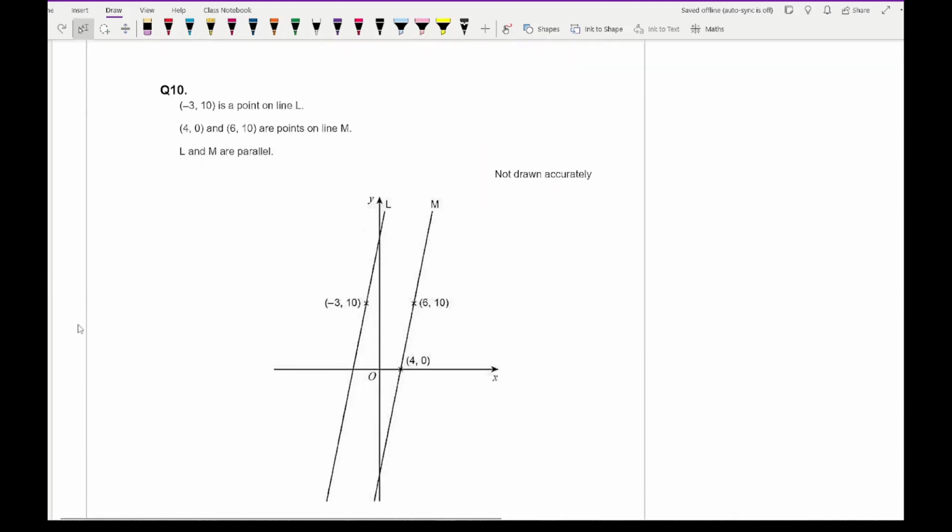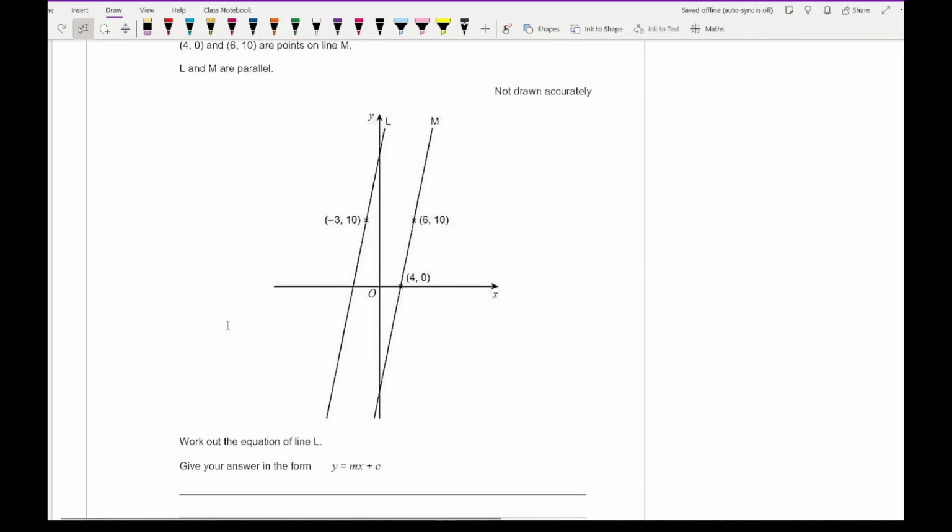Moving on to question 10, it says that (-3, 10) is a point on line L, and (4, 0) and (6, 10) are points on line M. L and M are parallel, and the question is asking us to work out the equation of L, writing our answer in the form y equals mx plus c. So the first thing we need to do is find the gradient of M.